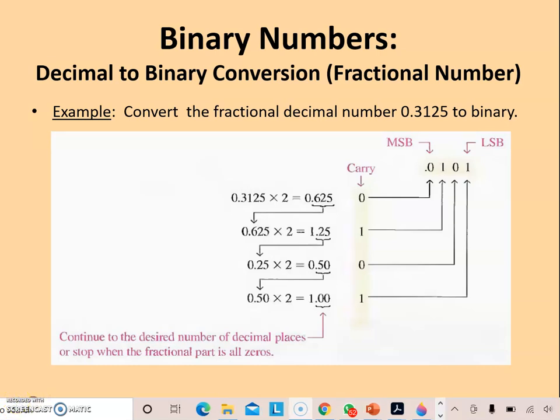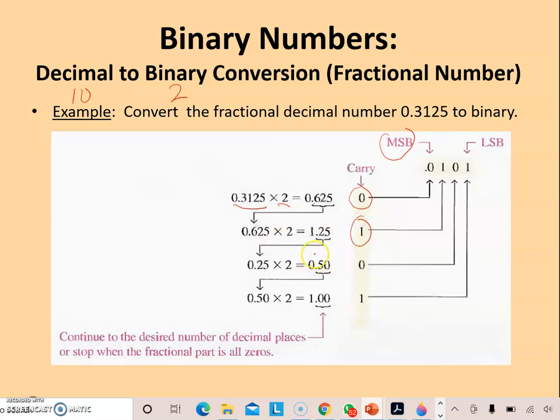For the fractional number, instead of dividing, we are multiplying. When we want to convert from decimal to binary, we multiply. So for example, for this number 0.3125, we times by 2, we get 0.625. So our carry will be 0. The first multiplication will be the most significant bit, and the last one will be the least significant bit. Then the next one, we put here 0.625 times 2, then you get 1.25. Then your carry will be 1.